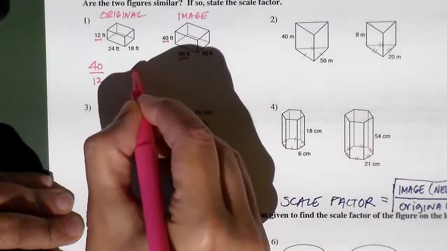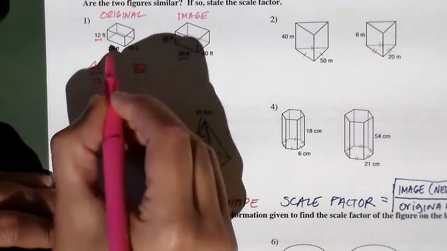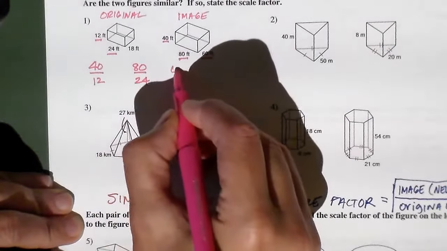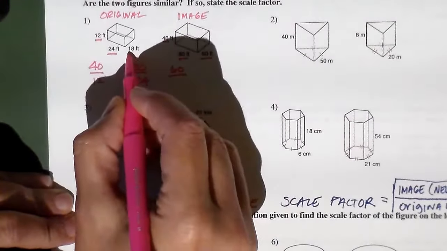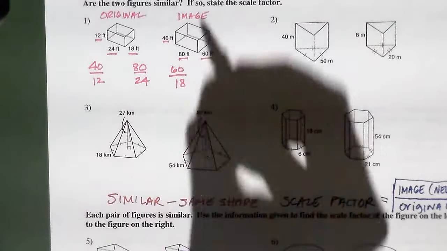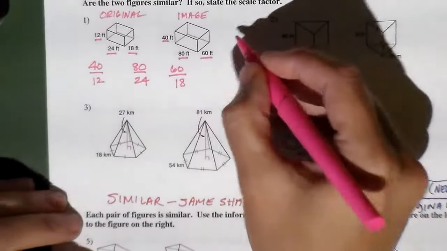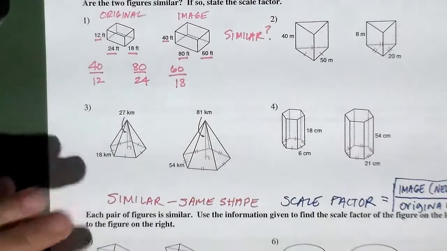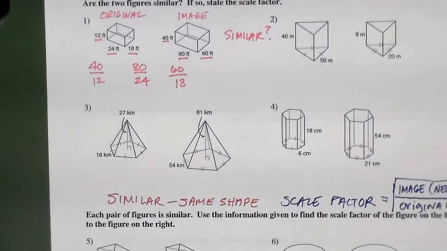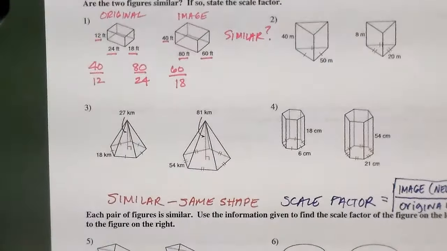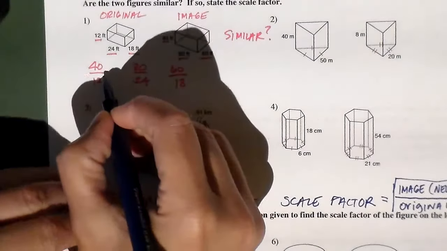Let's look at the second one. The second dimension changed to 80 from 24. And the third dimension changed from 260 from 18. So the first question is going to be, are these guys similar? Are they the same shape? Well, if they're the same shape, that means that these changes were proportional, and it means that they all change the same amount. So let's reduce these.